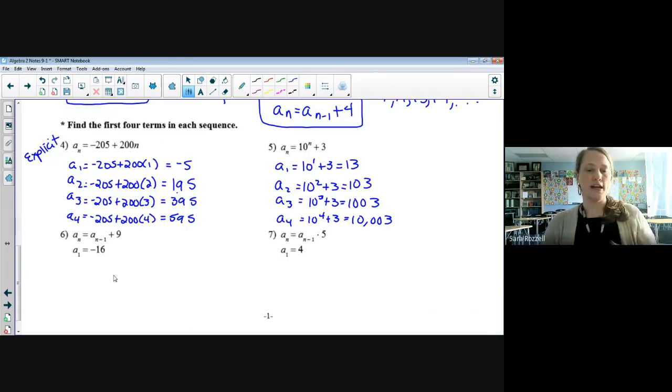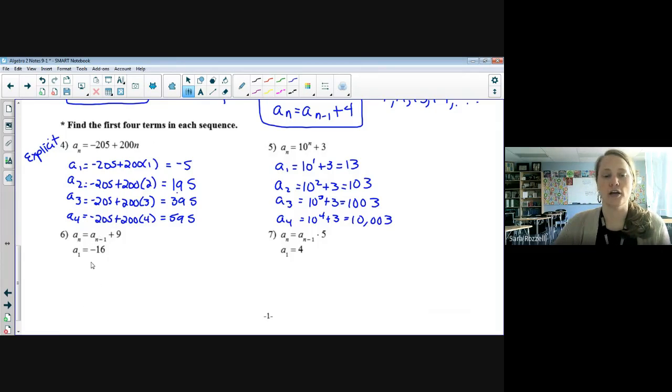6 and 7 are not explicit formulas because they give us our first term and then they tell us what to do after that. So if we notice on number 6, what is going to be the first term in our sequence? You can just mouth it. Yeah, the negative 16 is our first term.